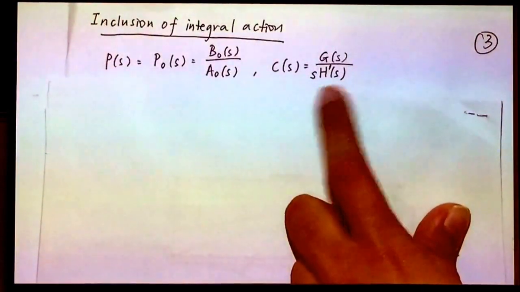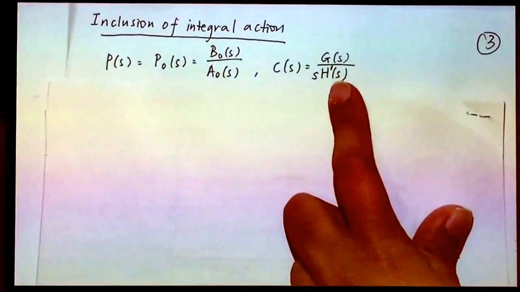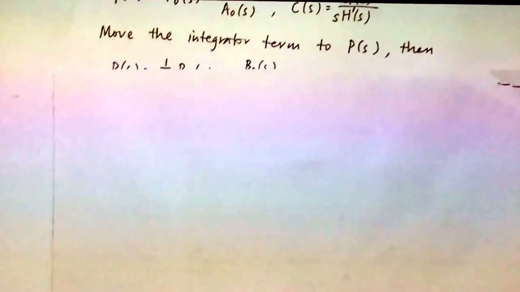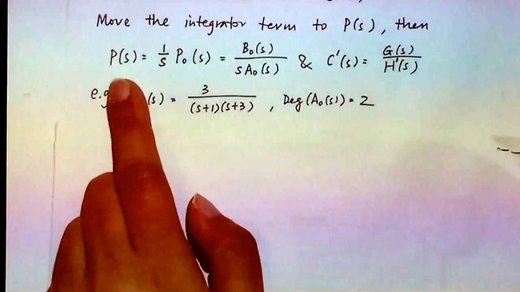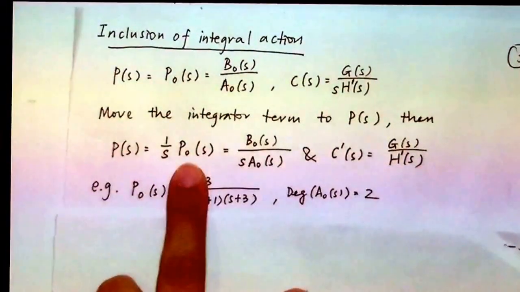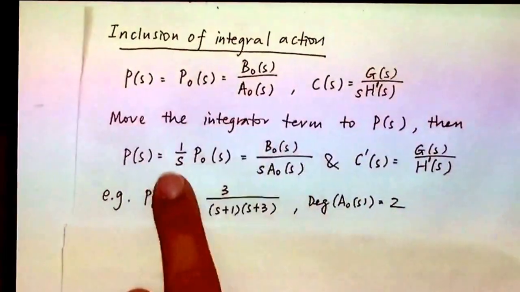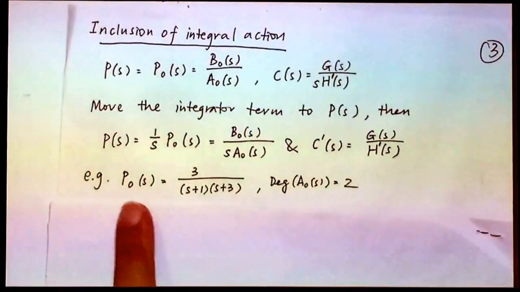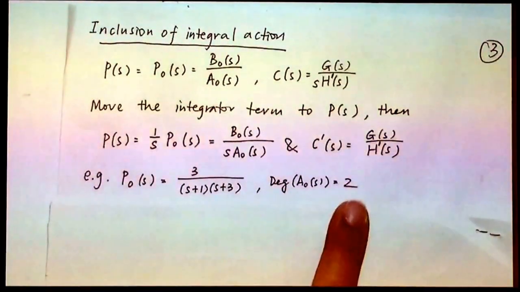Okay? Why do you write it like that? Because it tells you that you can draw a pure integrator out from the denominator. Okay? You move the integral term to P(s), and you get P(s) equals 1 over s A naught. Because end of the day it's just C. So we can move the integral term. So an example, if you have P naught is 3 over s plus 1 plus s plus 3, the highest order is 2.